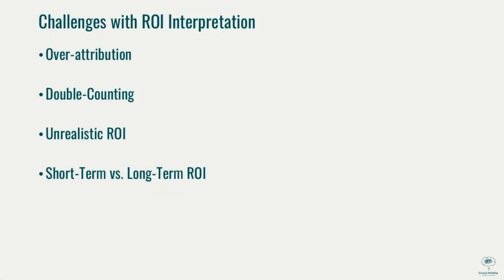So some quick pitfalls in ROI that are worthy of discussing. First is over-attribution. If your controls are missing, ROI is probably going to be completely overshot. Double counting, we're going to try to avoid summing ROI across channels because overlaps can exist. Then unrealistic ROI. If a channel shows 20x ROI, ask, is it a true outlier or a data or modeling error itself? And then short-term versus long-term ROI. MMM typically captures short to medium-term sales, not customer lifetime value, or LTV.